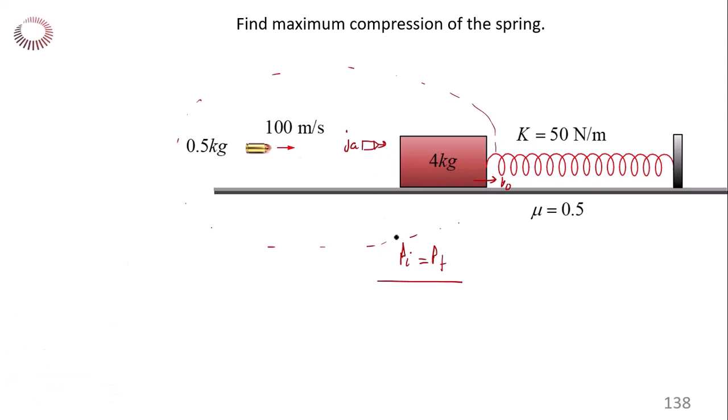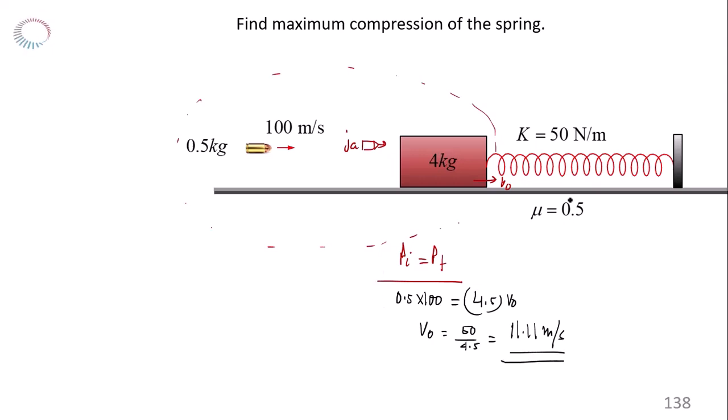So we can write that 0.5 into 100 is the initial momentum. That should be equal to the final momentum. So the final momentum should be equal to how much? 4.5 into v0. So from that, v0 is equal to 50 divided by 4.5. That means it is equal to 11.11 meters per second. This is the velocity with which the block is moving.